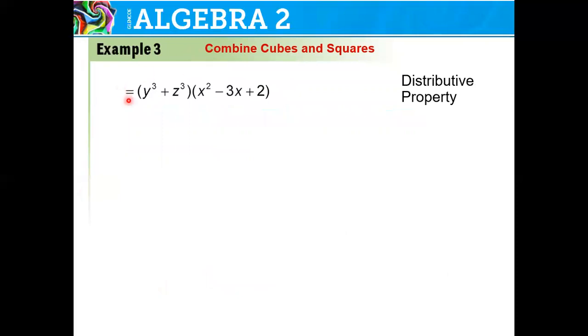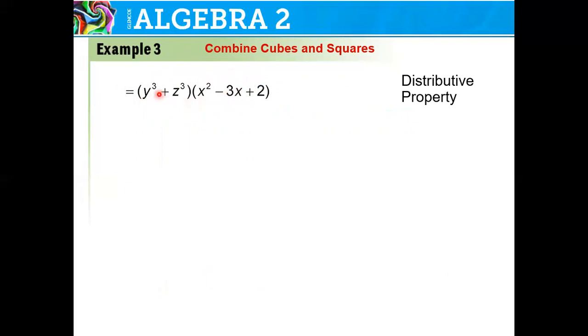So actually, let's take a look at each one particularly. y cubed plus z cubed, this is a sum of 2 cubes. And I know there is a rule for the sum of 2 cubes. x squared minus 3x plus 2, this is a quadratic polynomial, I mean, trinomial, that I can factor by guess and check.